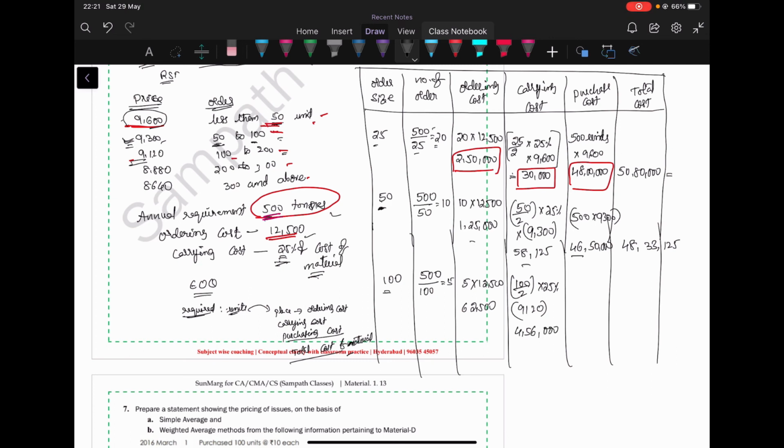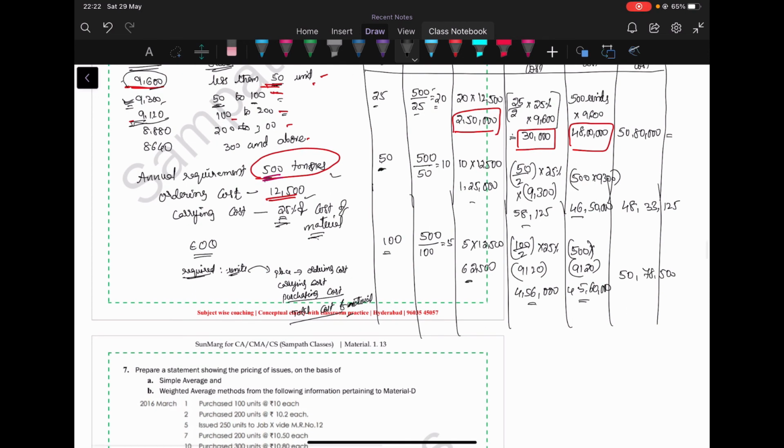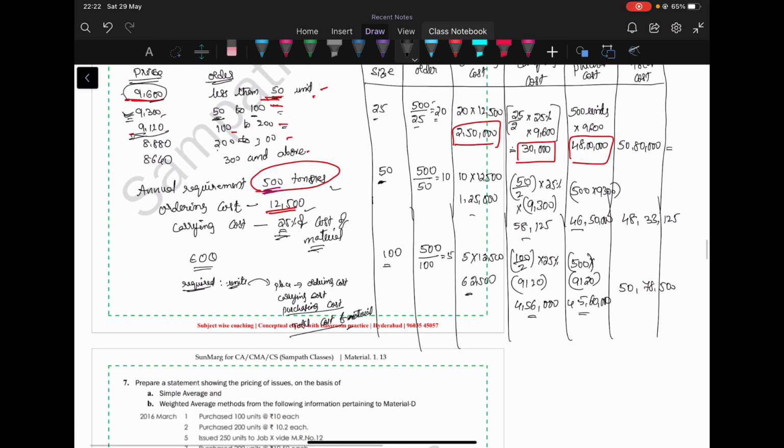And next, purchasing cost, your annual demand is 500 units. At what price you are purchasing? 9,120 rupees. 500 into 9,120, that is nothing but 45,60,000 rupees. So total cost, you can say all put together: 4,56,000 plus 62,500 plus 45,60,000. So the total is 50 lakhs 78,500 rupees.